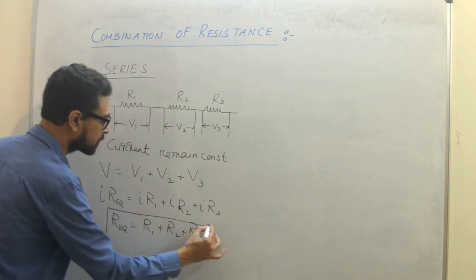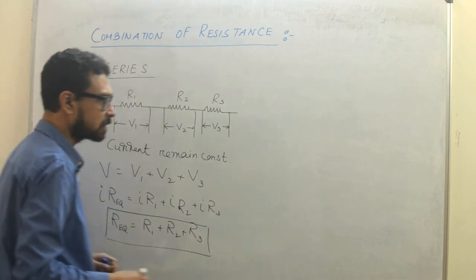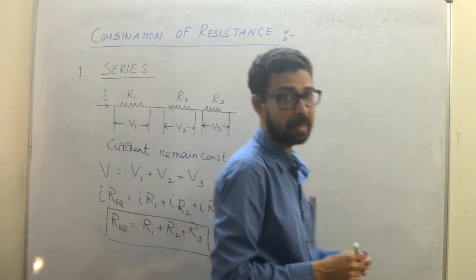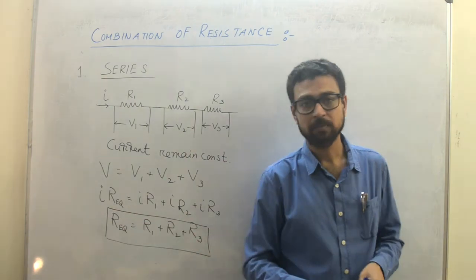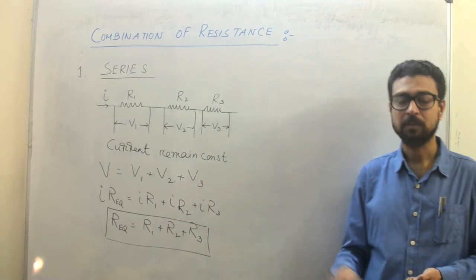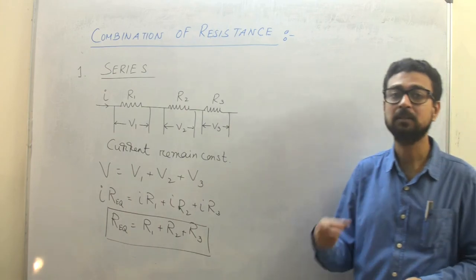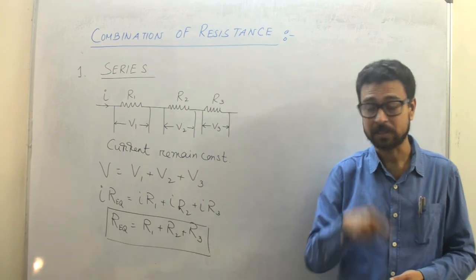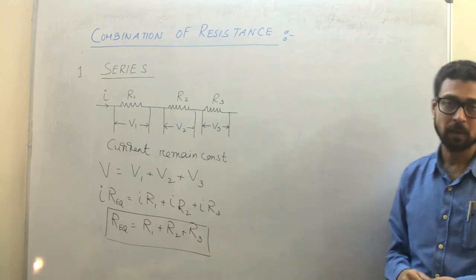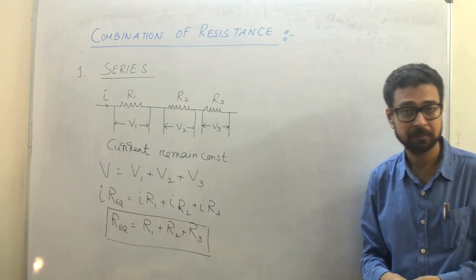So the equivalent resistance in series combination is the sum of all the resistances connected, just R1 plus R2 plus R3. You can understand that in series combination the effective resistance of the circuit increases, so the effective current decreases. This is one type of combination of resistances.